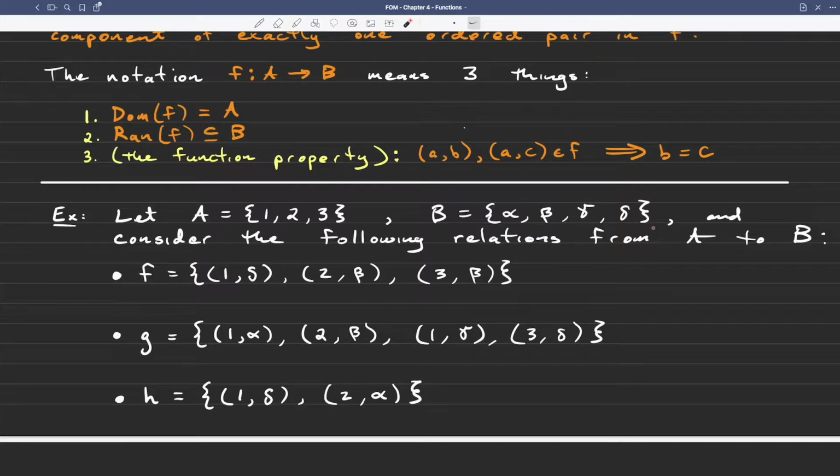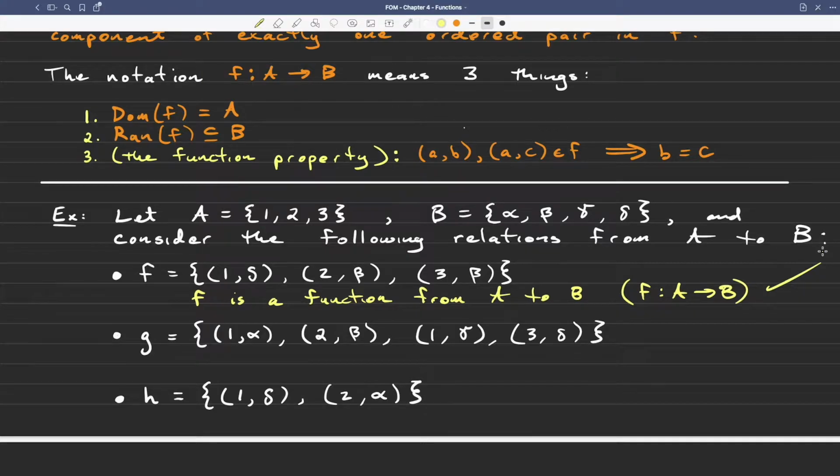But I want to know, is it the case that these are functions from A to B? So we can think about those three things above. Does the relation have the right domain? Is its range in the right place? And does it have the function property? So the first example there, you can see, yes, it is a function. F here is a function from A to B, which we can indicate with the shorthand f colon A arrow B. Because what's the domain of F?